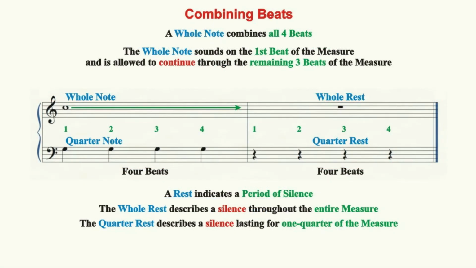The symbol for a whole note appears as an oblong circle. A whole note is equal to 4 quarter notes and combines all 4 beats of the measure. A whole note, as played on the piano, would be struck on the first beat of the measure and allowed to continue through the remaining 3 beats of the measure.